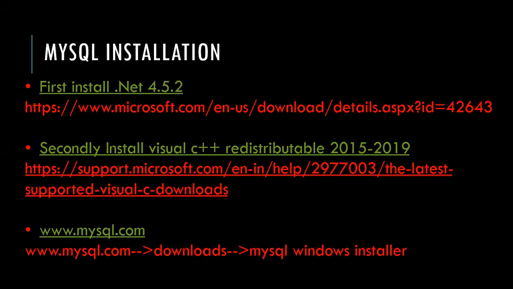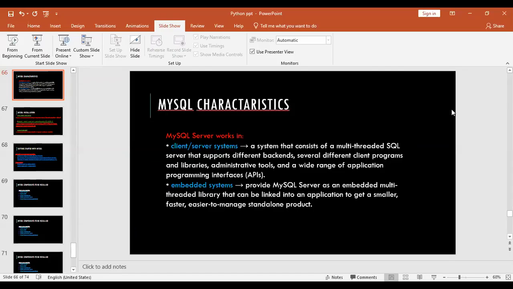For installing MySQL Community Server, the first prerequisite is you have to install .NET 4.5.2. That will be available in this particular link. You have to install this .NET. Of course, if you are using Windows 10, this .NET 4.5.2 is installed by default.